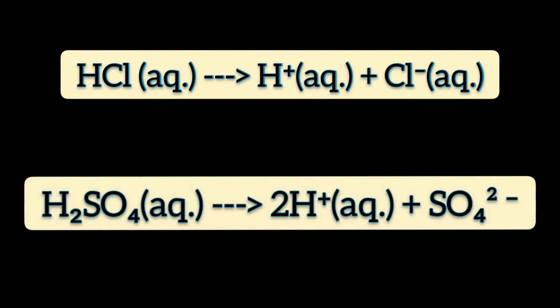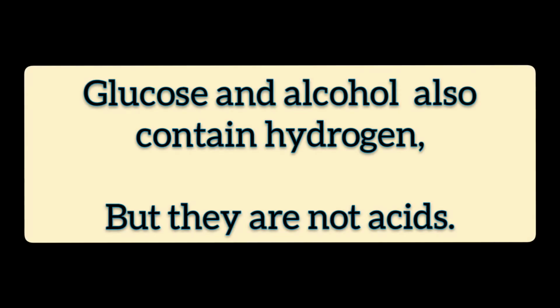H2SO4, that is sulfuric acid, dissociates into hydrogen ion and sulfate ions. The compounds like glucose and alcohol also contain hydrogen, but they are not acids because their hydrogen ions do not separate out when glucose and alcohol are dissolved in water.